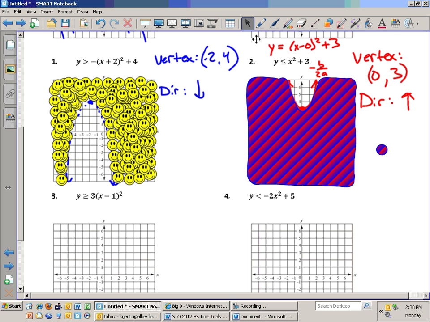Okay, it's time for you guys to get started on the remainder of your worksheet. That's how you graph quadratic inequalities. Good luck.